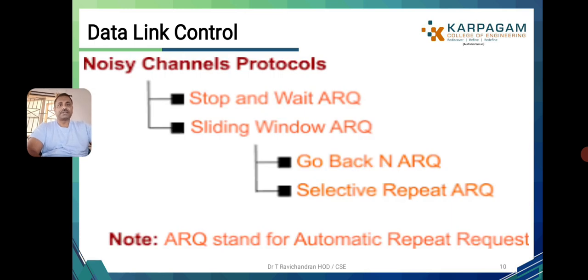Next, the data link layer protocols for noisy channels. The main protocols are stop and wait automatic repeat request, ARQ, and sliding window ARQ: go back N ARQ and selective repeat ARQ.